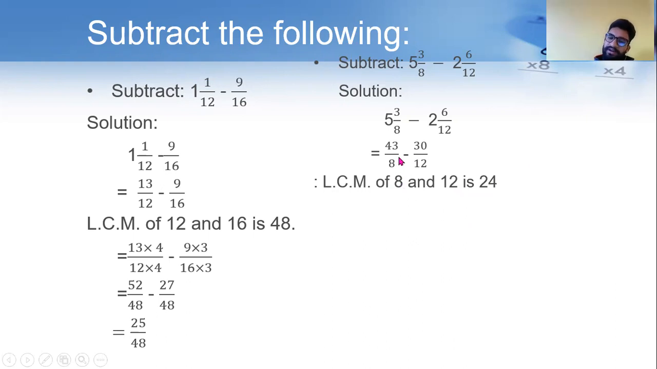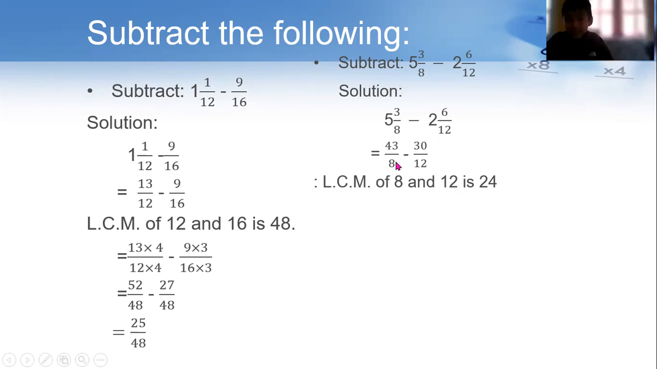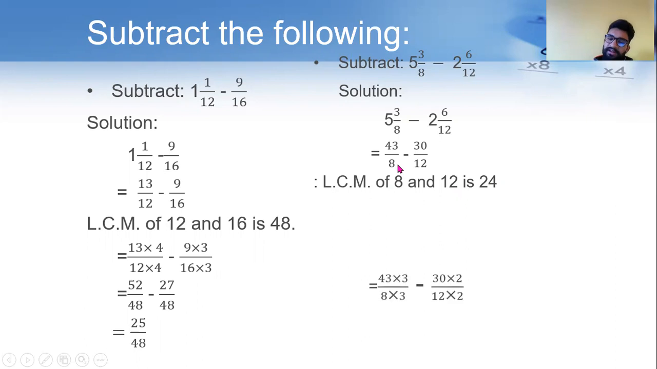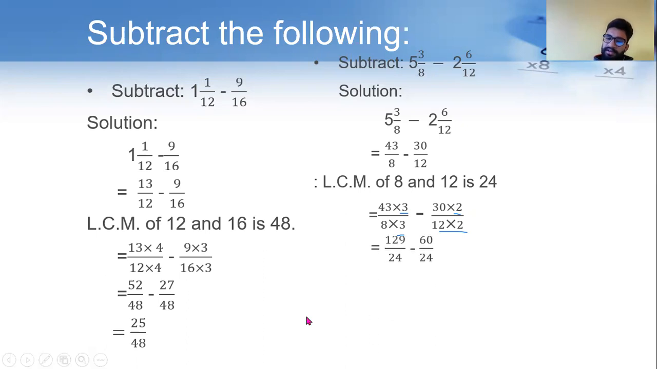For 8, by which number do you have to multiply to make it 24? 3. That means the first fraction you have to multiply by 3, numerator and denominator both. If you multiply the denominator by 3, you must multiply the numerator also by 3. Now 12 2s is 24, so you multiplied the denominator by 2, which means the numerator also needs to be multiplied by 2. Don't forget that. Then find the product. So your product is 129 by 24 minus 60 by 24, isn't it?